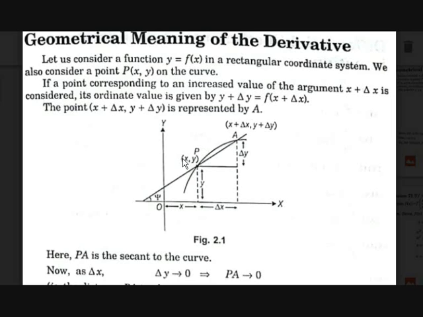Now as you can see here, P is (x, y) and A is (x plus delta x, y plus delta y). If you observe carefully, the distance from the origin to the point corresponding to P is x, and then the change in x is delta x, and similarly in the y case. Now PA, what is the line that passes through the curve at P and A? It is the secant to the curve. You know secants, right? If any straight line passes through two points on a curve, then it is called a secant.